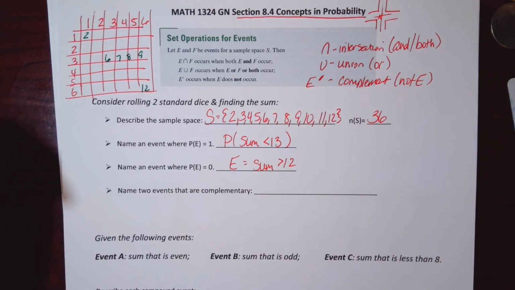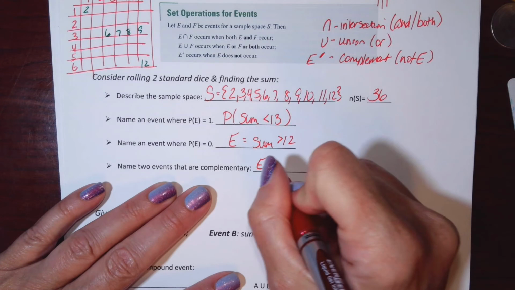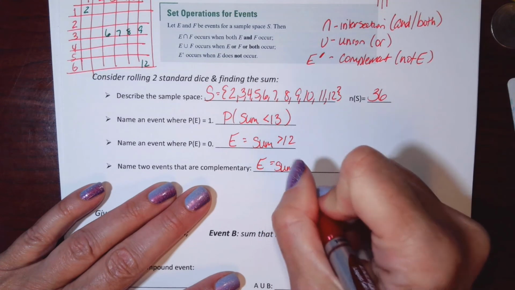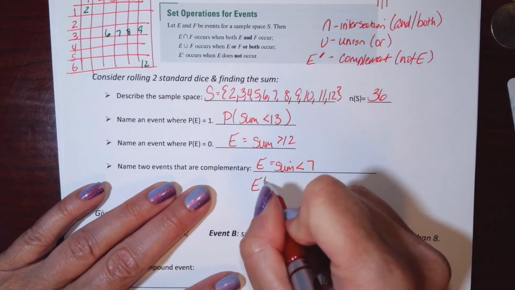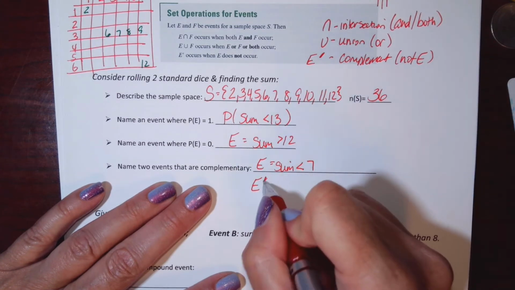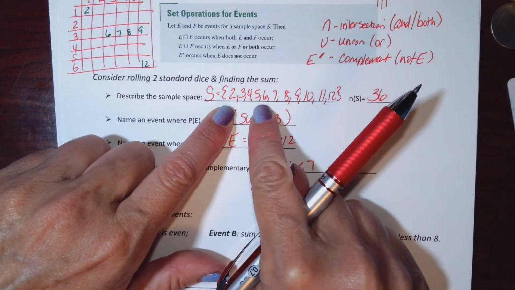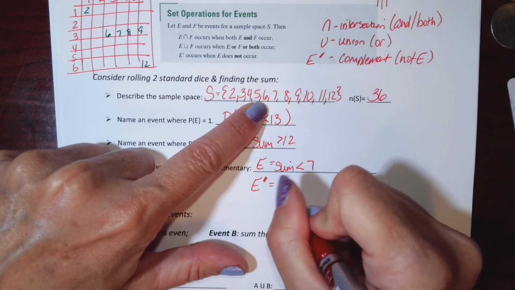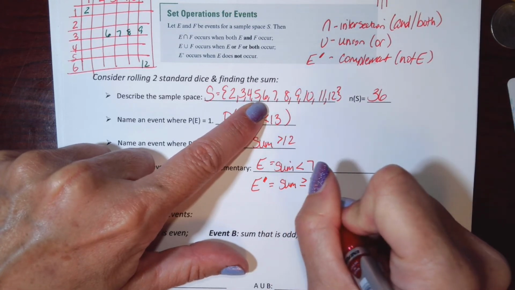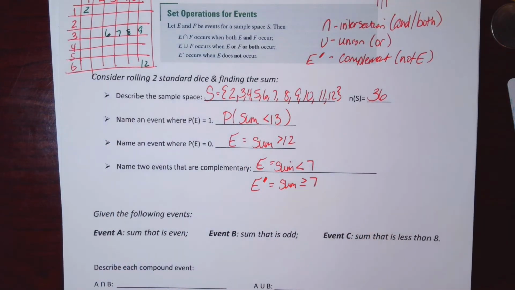Name 2 events that are complementary. Again, a lot of different answers here. Let's say that my first event has a sum less than 7. What would be the complement of that? Sum less than 7 would be 2 through 6. The complement of that is going to be everything else. So that would be sums greater than or equal to 7. That includes all the possibilities.